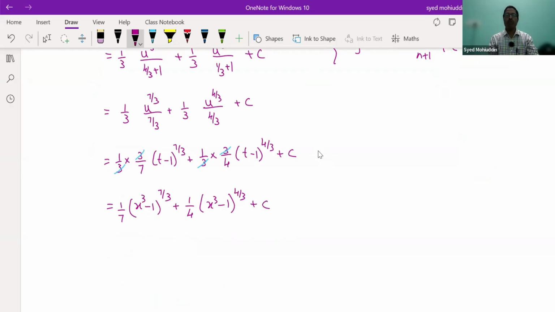So initially the question was in terms of x. Finally, you have to express the solution also in terms of x only. That's the required solution. Getting it?